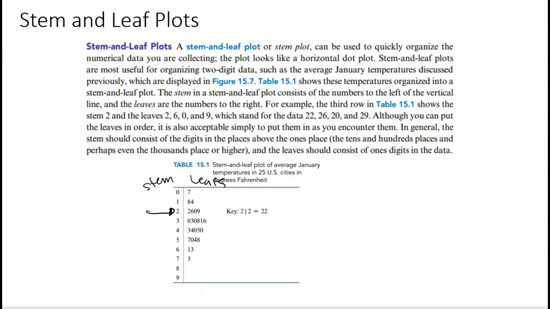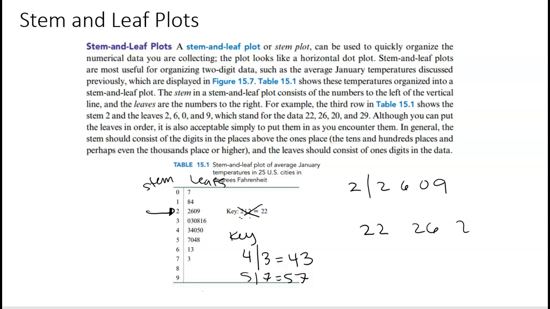What this means, and this is a terrible key because it's got the same number. Like I would use any other key. Like let's make a key starting with the 4. The 4 and the 3 means 43. The 5 and the 7 means 57. Okay, so for example, in the third row, this row here, 2609, this means data 22, 26, 20, and 29. So that's how you read these.